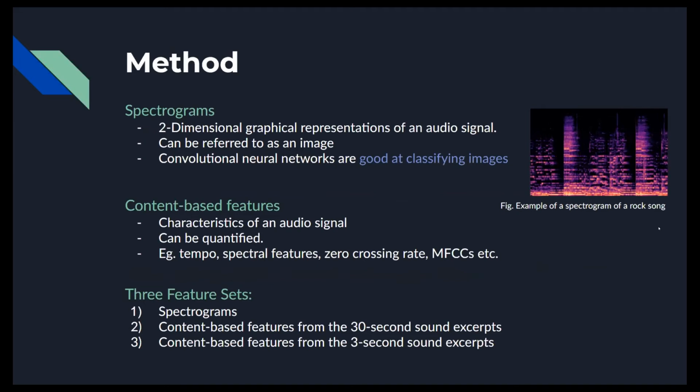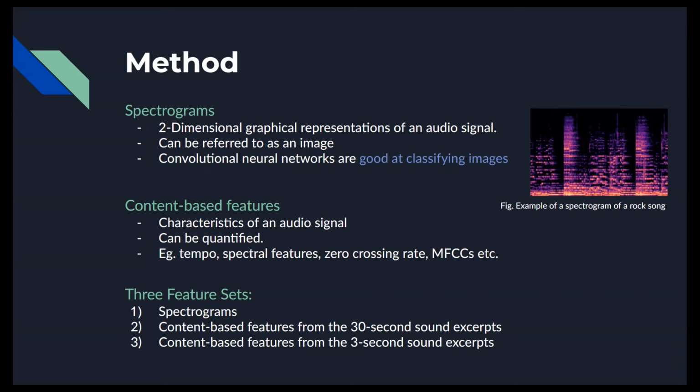For the method, there are 2 types of features that we use in our training. The spectrograms, which are 2-dimensional graphical representations of an audio signal. They are essentially images which can be fed into a convolutional neural network, which in the past have proven to be very good at classifying images.